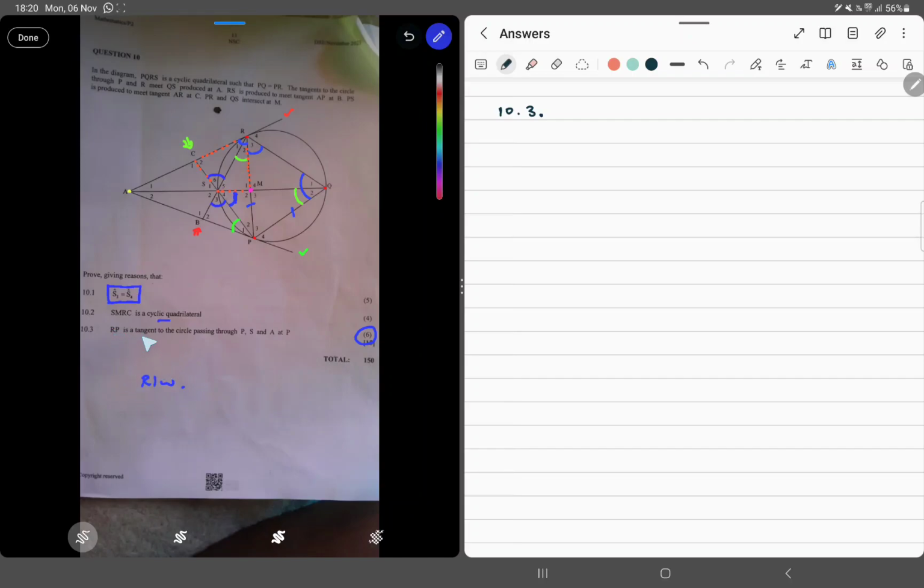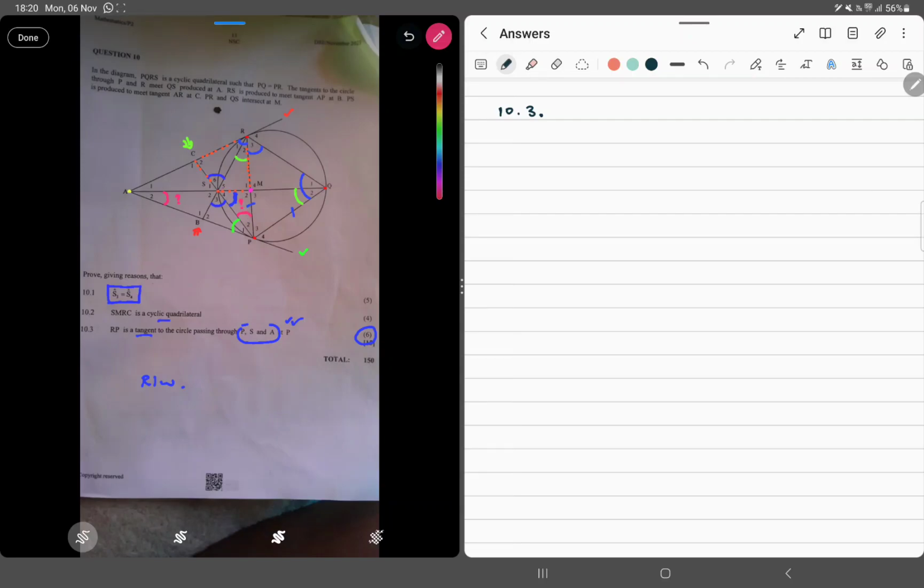It says now RP is a tangent. Prove that RP is a tangent to the circle passing through these points. And this is a tangent at point P. So what does this question literally say? It says prove that this angle A2 is equal to angle A1, because that would be the tangent-chord theorem. So now we want to know, is that so? So those are question marks that we have to fulfill.